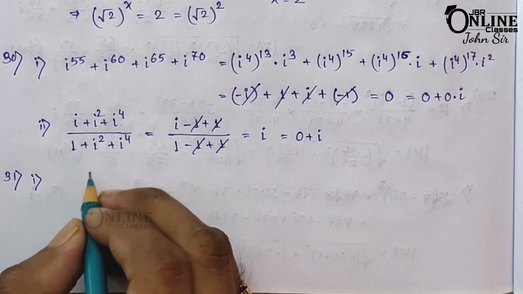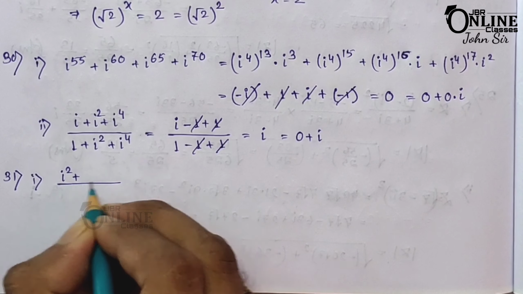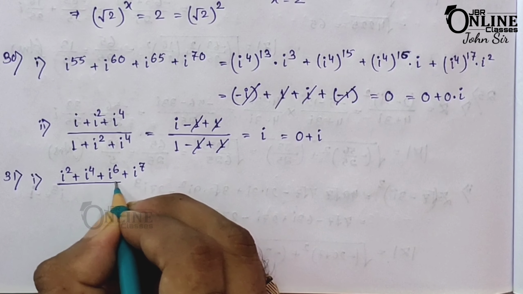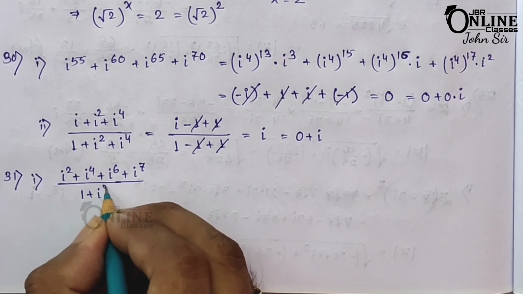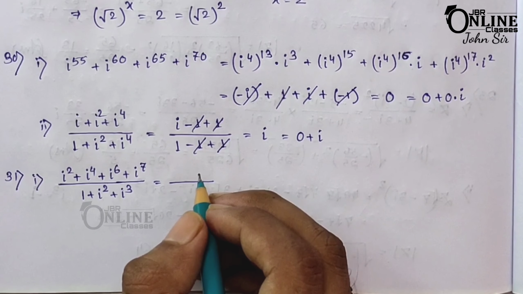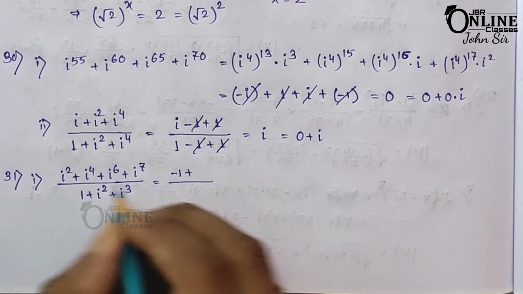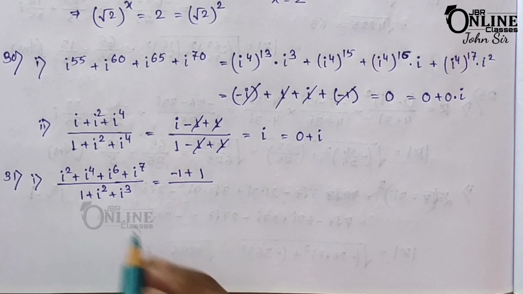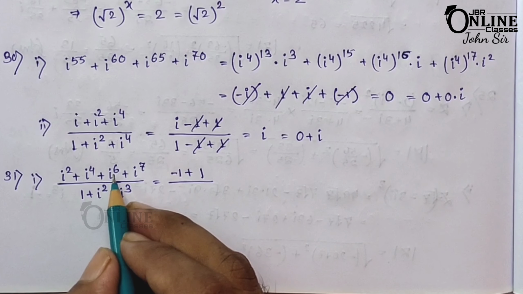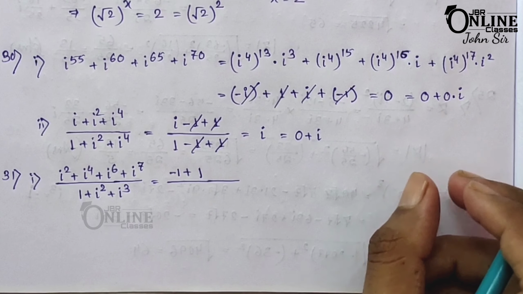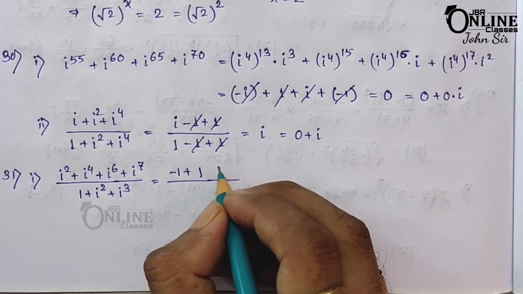So here in sum number 31, the upper one is iota square, then iota 4, then iota to the power 6, and the last one iota to the power 7. It's divided by 1 plus iota square plus iota cube. Now you know that i square means minus 1. Very good. Then iota to the power 4, what? It will be plus 1. Now next one has iota to the power 6. i to the power 6 means you can write this as iota square whole cube. Now you know that iota square means minus 1. So minus 1 whole cube also equals minus 1.